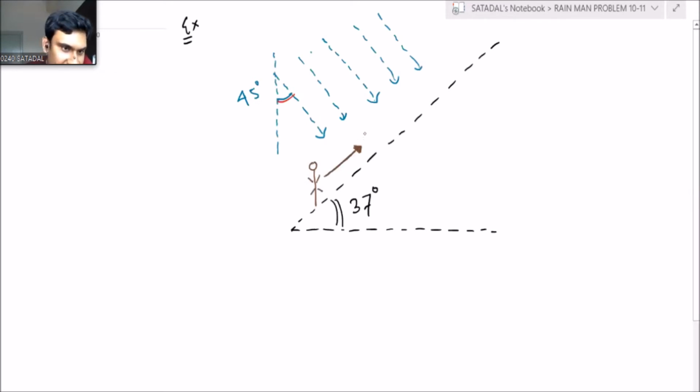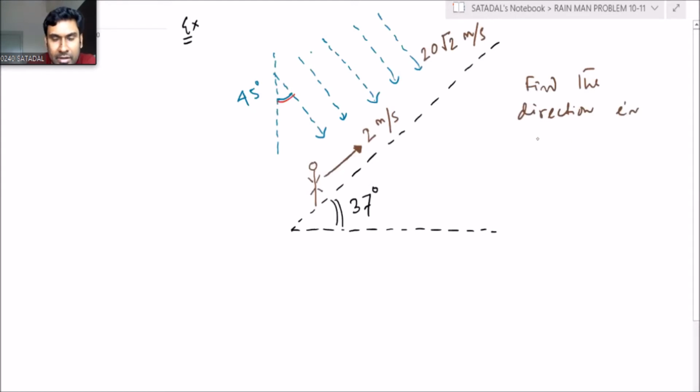So this person is walking, let us say, with 4 meter per second. He will drive 2 meter per second. Okay, and rain is falling at 20√2 meter per second. So I am giving the question. Read the question very carefully and then solve. Find the direction in which umbrella should be pointed.